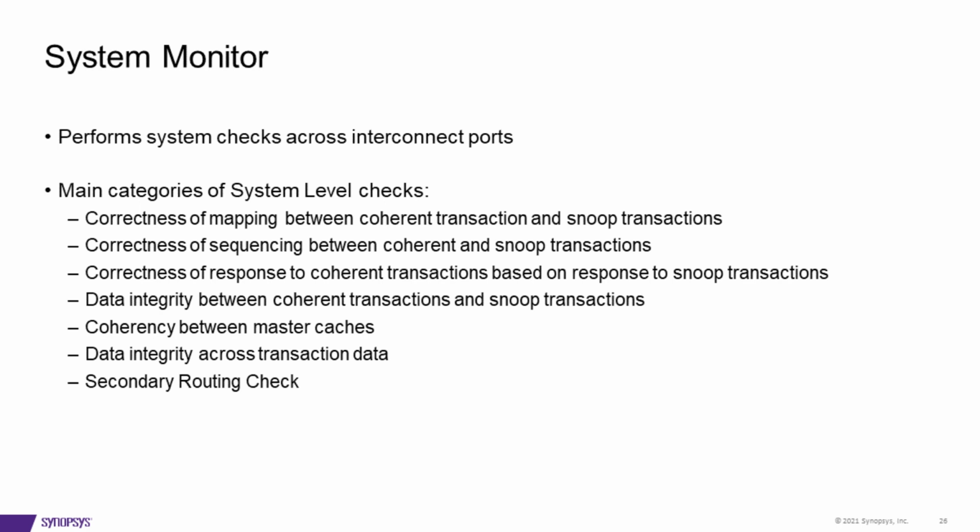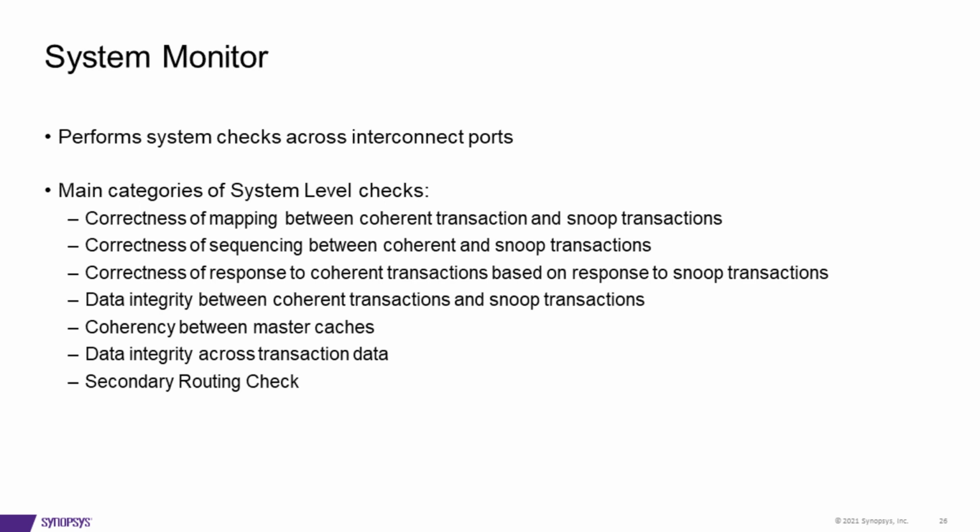Now I'll introduce you to some of the key checks which the system monitor performs. Some of the main categories are the following. It checks the correctness of mapping between coherent transaction and Snoop transaction. It checks the correctness of sequencing between coherent and Snoop transaction. It ensures the data integrity between coherent transaction and Snoop transaction. It checks the coherency between master cache, data integrity across transaction data, the routing check, and many more. These are only a few which I have listed; there are many more which the system monitor performs.